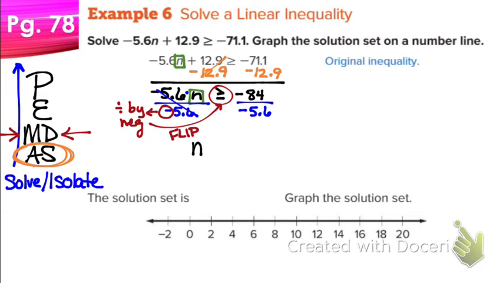So I have n greater than... will this be a greater than? Less than or equal to. It's going to flip. Negative 84 divided by negative 5.6 is 15. Why is it not negative 15? Negative divided by negative will turn to a positive. So here's my solution. I need to come down here and graph this.